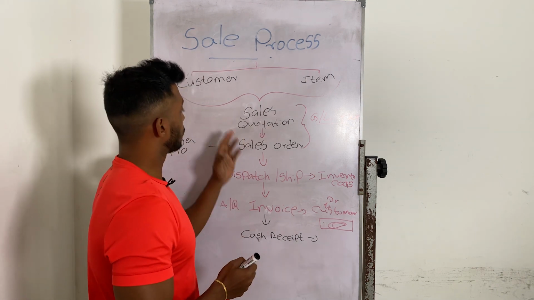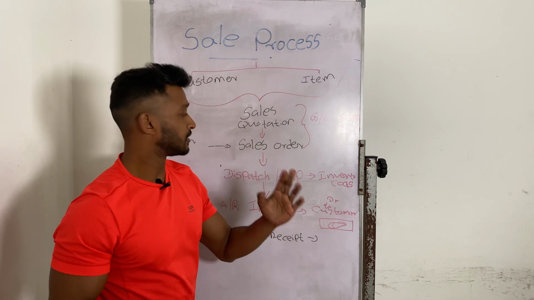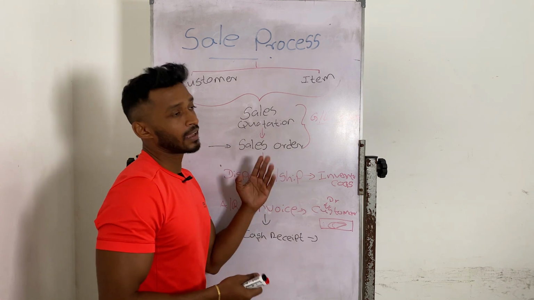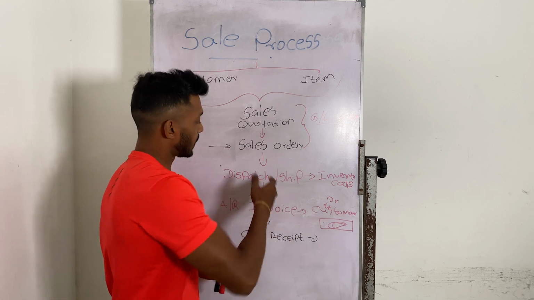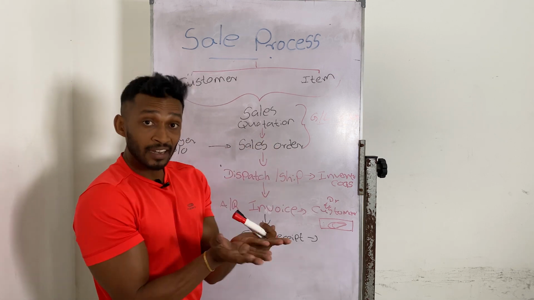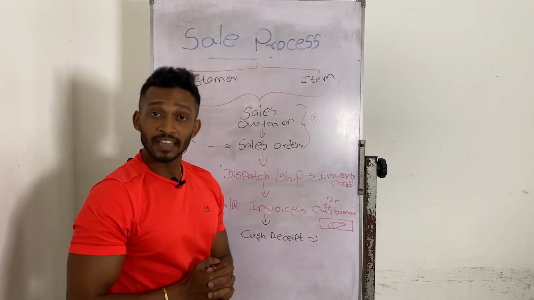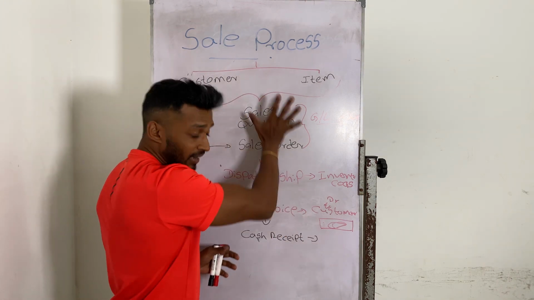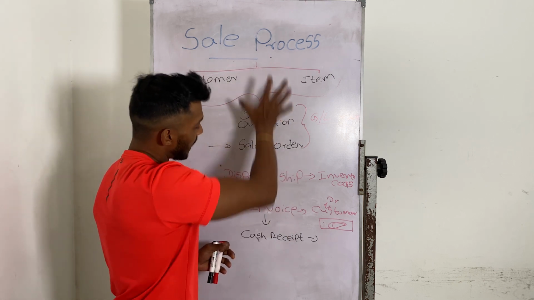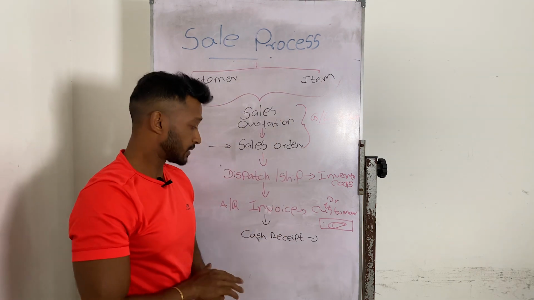So this is the basic process about the sales process. So there can be different kinds of practical scenarios. Based on the sales order, we can do multiple shipments. So based on the multiple shipments, we can generate one invoice. Likewise, there can be different kinds of scenarios. However, whatever happened, this is the end result of the sales process.